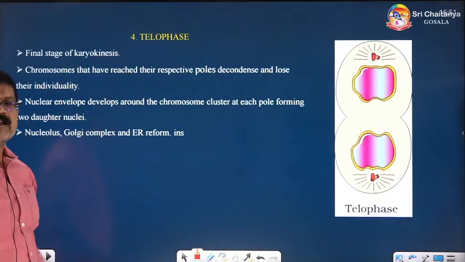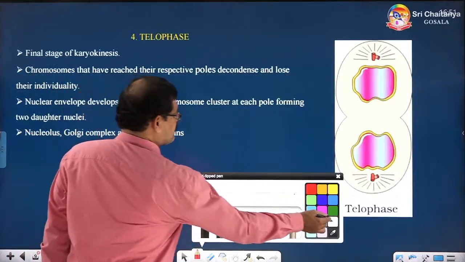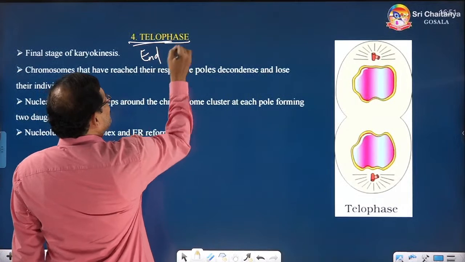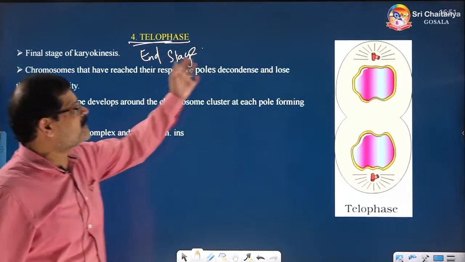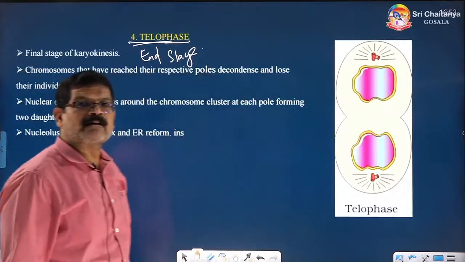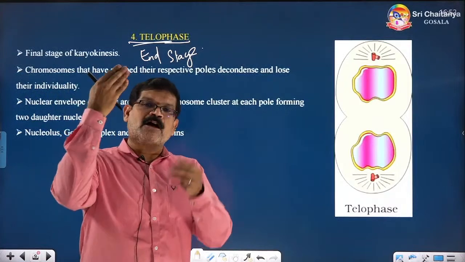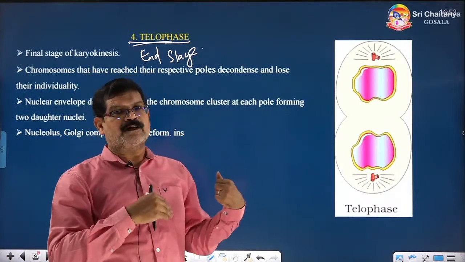The next one is called telophase. What is meant by telo? Telo refers to end. Phase refers to stage. The end stage is called telophase. See here, the end phase, what is happening? Check it. All the stages we have seen in the prophase, the opposite of that happens in the telophase.